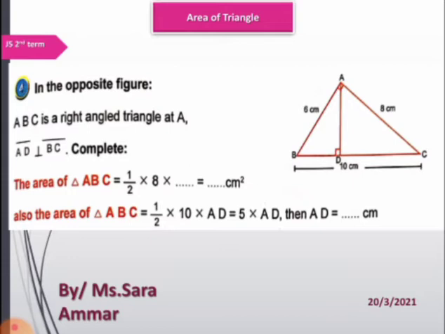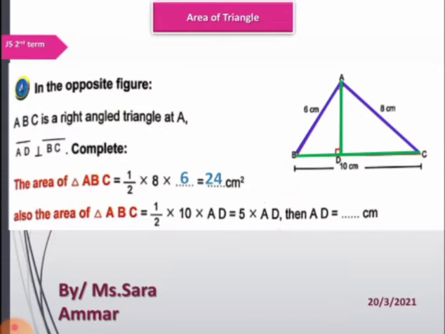Okay, so if you are choosing 8 to be the base, then the height that is perpendicular to it has to be 6. So half times 8 times 6, this will be 24 centimeters squared. This is the area of the whole triangle ABC, okay, which we also can get by the base 10 and the height AD, which is perpendicular to it.